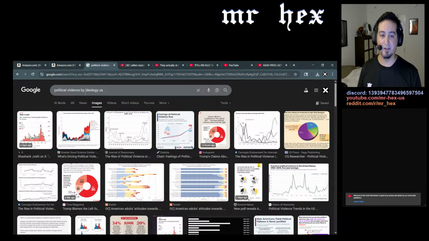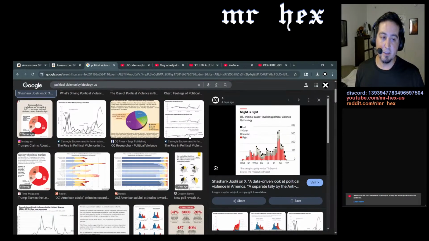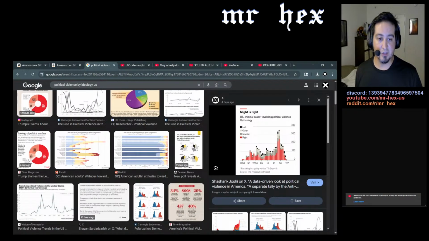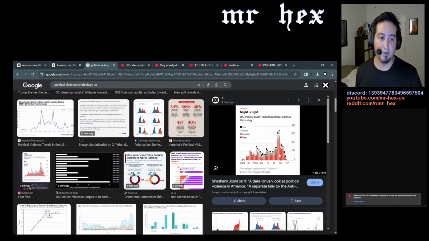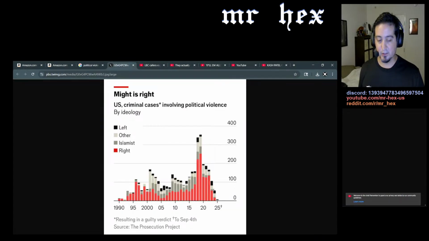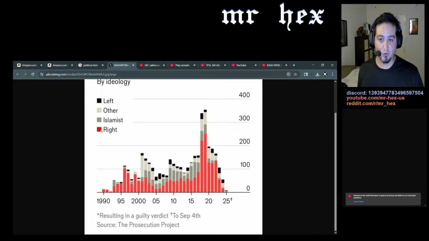Now, putting that aside, political violence in the United States is, and it needs to be said, everybody needs to know it, you should never shy away from it, it is overwhelmingly from the right wing in the country. Now let's look at this chart. So red is right wing, this black is liberal.